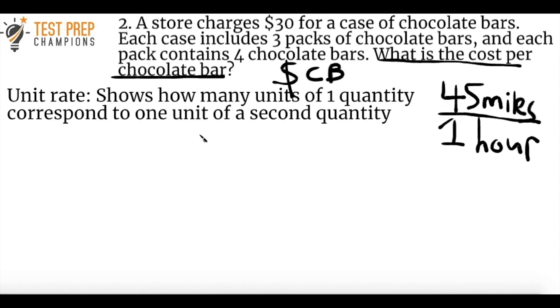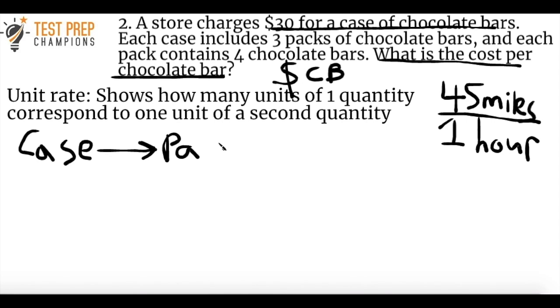Now let's look at the information that we're given. We're told that a store charges $30 for a case of chocolate bars. So we've got cases, we've got packs, and then we've got the bars themselves here. Which is the biggest here? Well, $30 per case. So you can get a case of chocolate bars, right? And that case includes what? What's within that? Well, within the cases are the packs. And then what's within the packs? Well, within the packs we have our chocolate bars, right? So you've got your cases, your packs, and then your CB for chocolate bars.